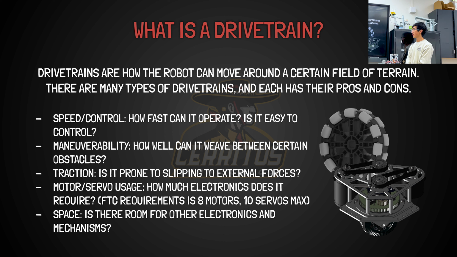And lastly is space. Is there room for other electronics and mechanisms? Because the robot, at least for our competition, has to fit within an 18 by 18 by 18 inch format. And in some cases, like this year's, we wanted a robot that can go under the truss, which is 14 and 12 inches respectively. Our robot can go under the door because it's around 11 inches, which can go under the lowest door.